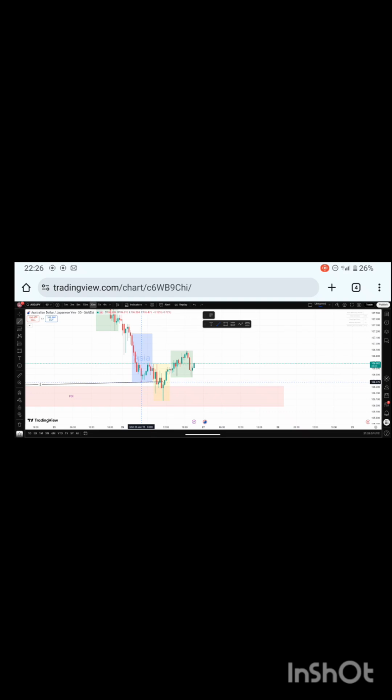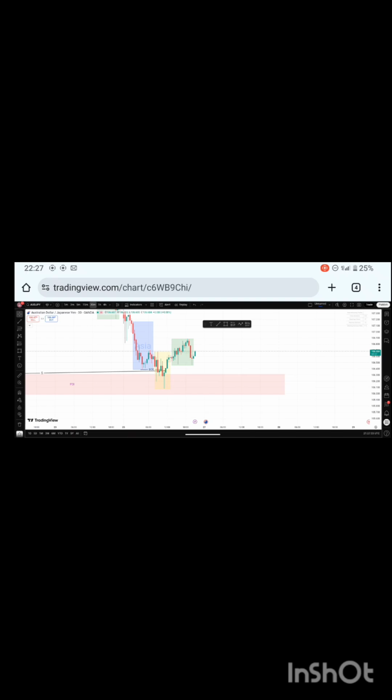Again, this is the last break of structure. I don't know if you can see that clearly, but let me see if I can bring this liquidity line below. This is the last break of structure. I think you can see that clearly. So that's the last break of structure before price mitigates our POI zone.